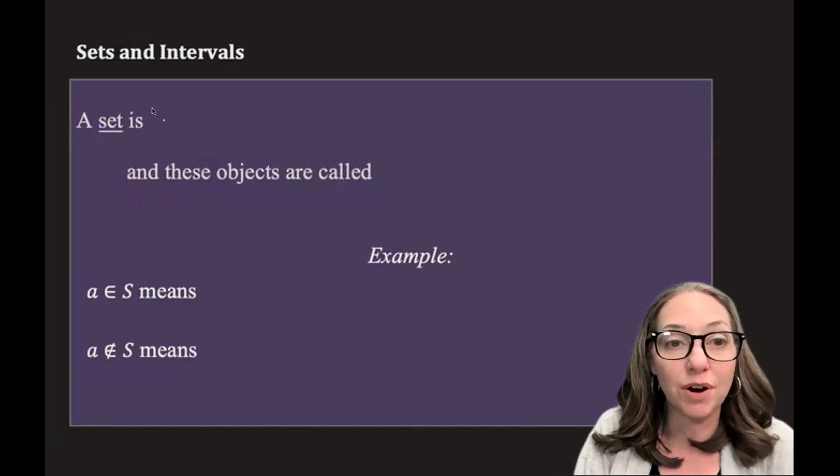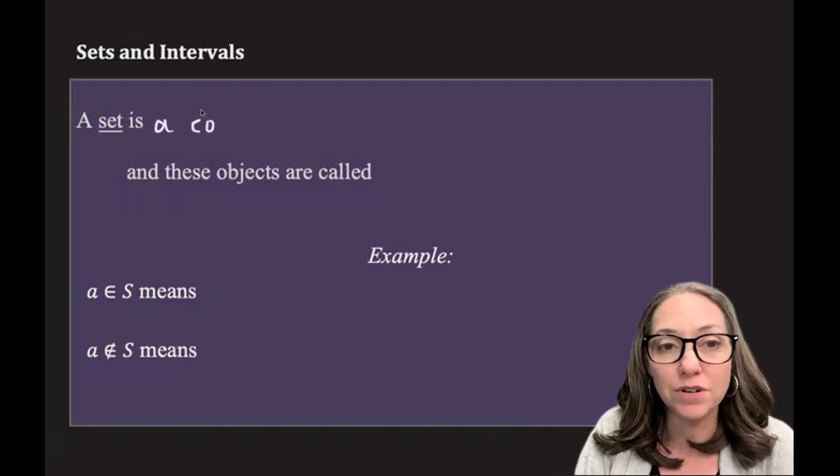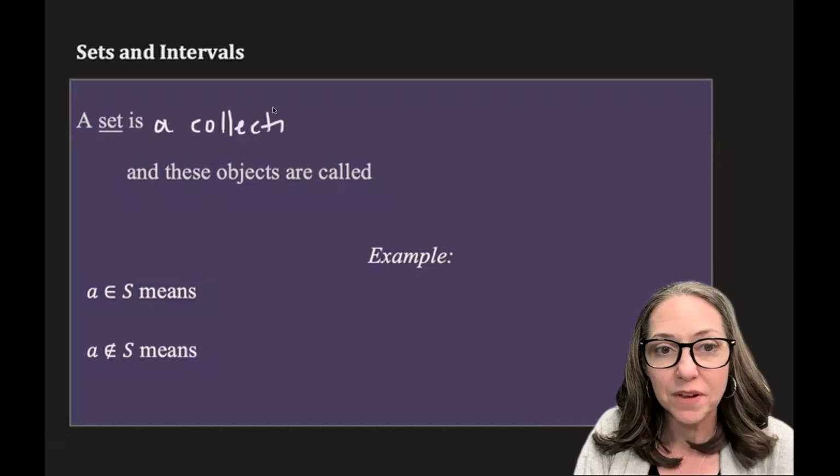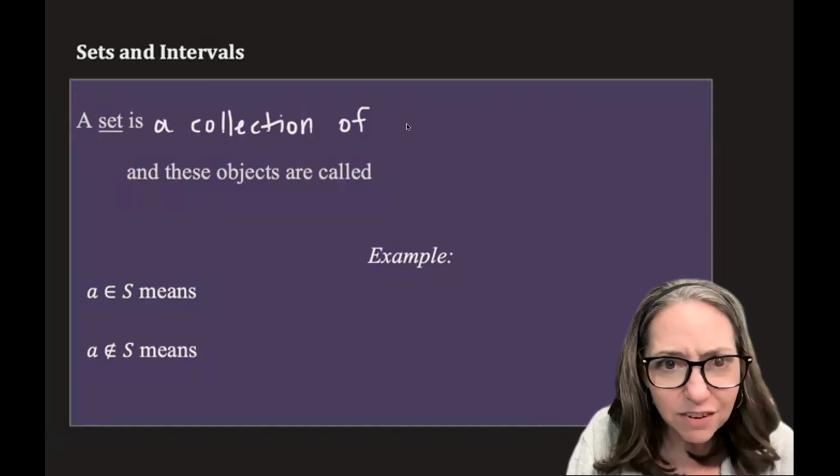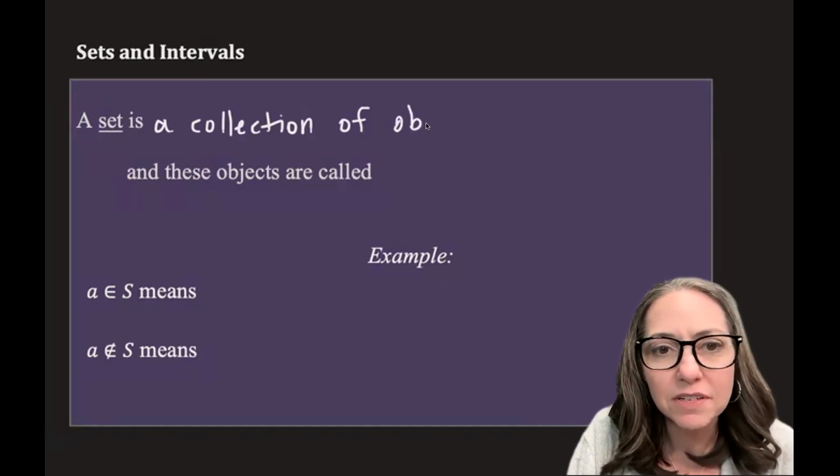So a set, very broadly, is a collection of objects. And those objects could be anything. Could be numbers, could be letters, could be a set of colored rocks. But it's a collection of objects. And in math, we call those objects elements.